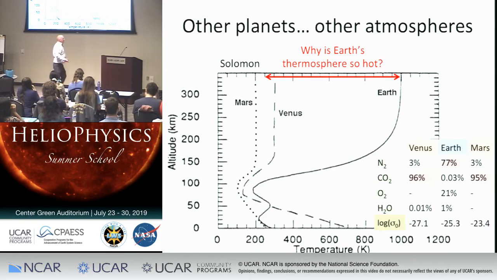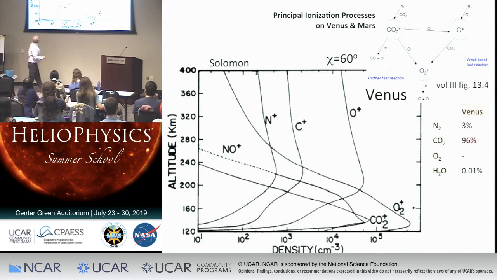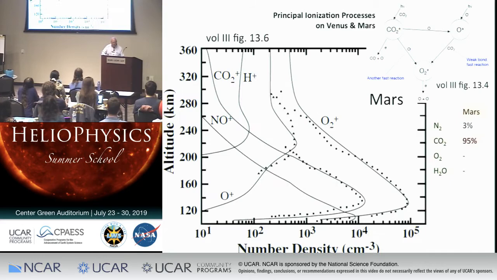Here is from Stan Solomon, volume 3 again. The sort of picture of how those constituents sort out in the Venetian atmosphere, and this is for a particular incident angle of light, 60 degrees from the vertical. And you can see that we get O2 plus, CO2 plus, et cetera. I don't want to dwell on all these differences. I just want to show you that a lot of the things we've talked about are universal, really apply to these other planets. And Mars, the same thing.